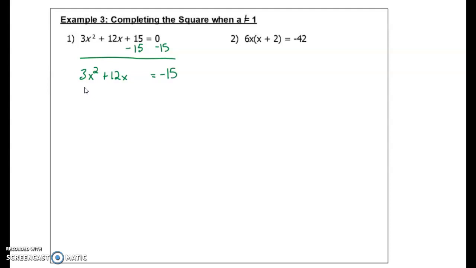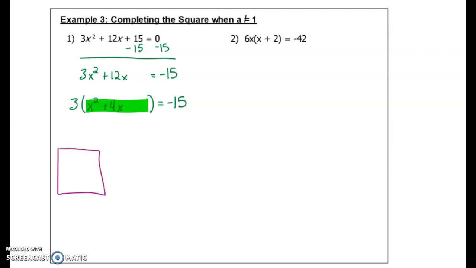Now, if your a value is not 1, so the number in front of x squared is 3, let's go ahead, if we can, and factor the 3 out. So we have x squared plus 4x, let's leave a space, and equals negative 15. Okay, so now we're going to complete the square, and when we complete the square, we're just completing the inside of the parentheses right here. So we're not going to worry about the 3 quite yet.